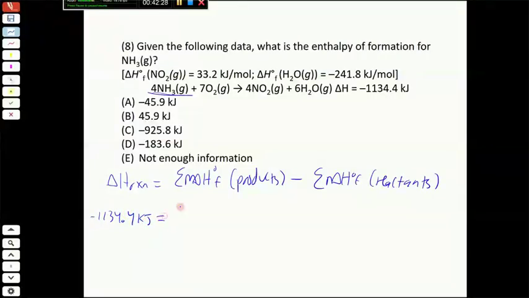And that's equal to the sum of the delta H's of formation for the products. So the products, we have 4 NO2s. And the delta H of formation for NO2 is given as 33.2. The other product is 6 waters, and the delta H of formation for H2O gas is given as minus 241.8.